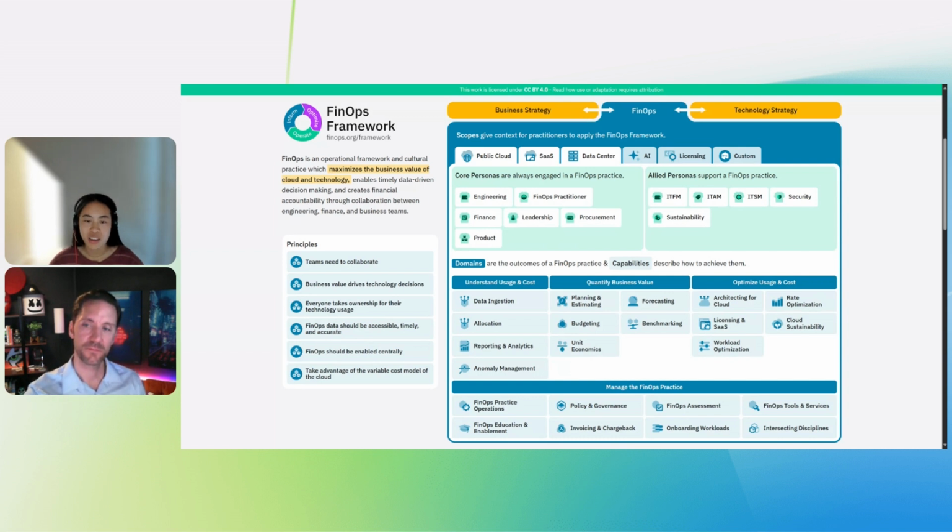And how do we think about that from the lens of the framework as well? Can you share a bit about that? Yeah, sure.